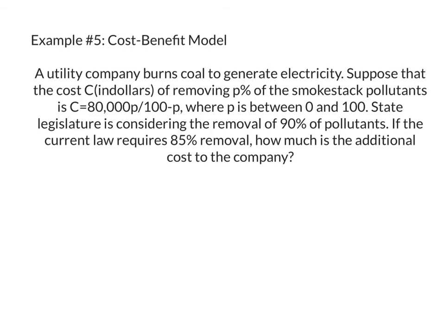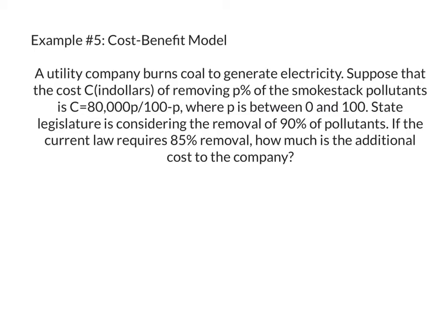In example 5, it says a utility company burns coal to generate electricity. Suppose that the cost C in dollars of removing P% of the smokestack pollutants is C equals 80,000 P over 100 minus P, where P is between 0 and 100. State legislature is considering the removal of 90% of pollutants. If the current law requires 85% removal, how much is the additional cost?